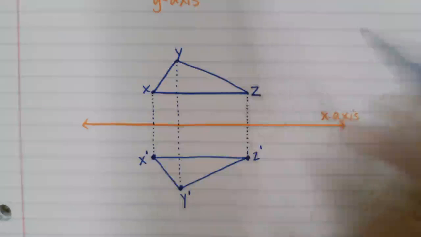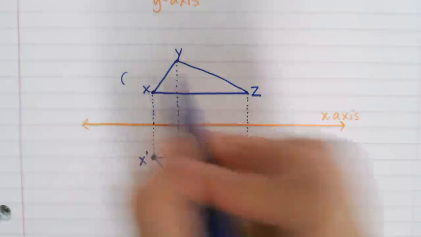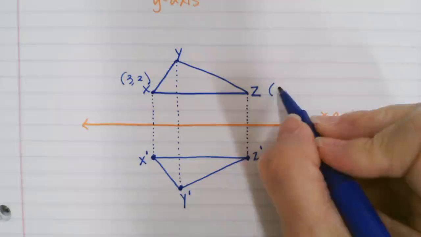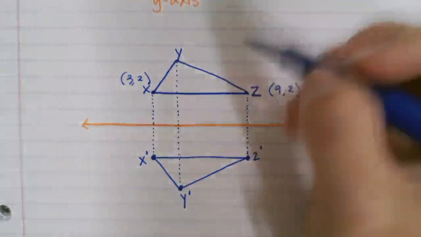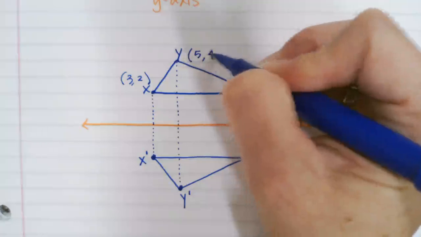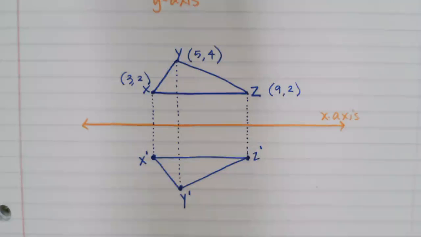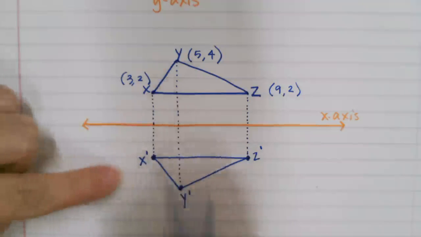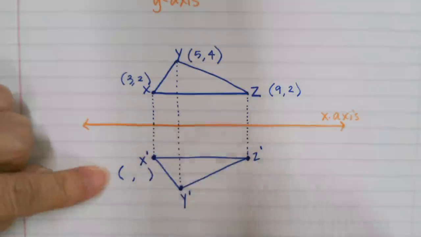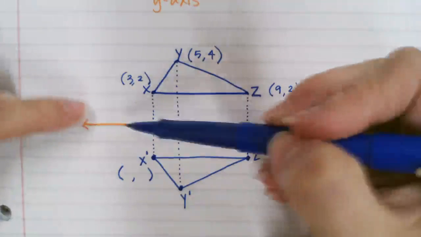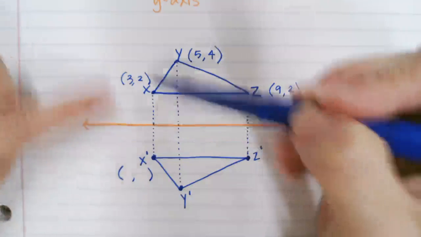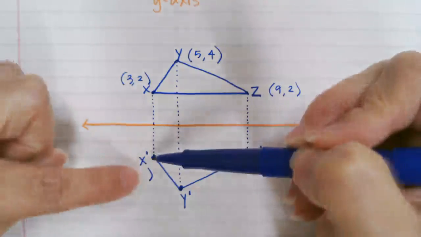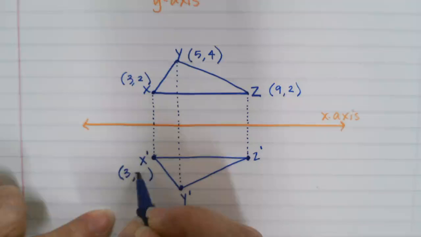All right, so let's pick some ordered pairs. So let's say this one is 3, 2. We'll say this one is 9, 2. And maybe this one is 5, 4. I'm just making those up. Okay, so if the ordered pair for x is 3, 2, what's the ordered pair for x prime? Well, I'm still going 3 spaces out, but instead of going 2 up, I'm going 2 down, so that should be 3, negative 2.